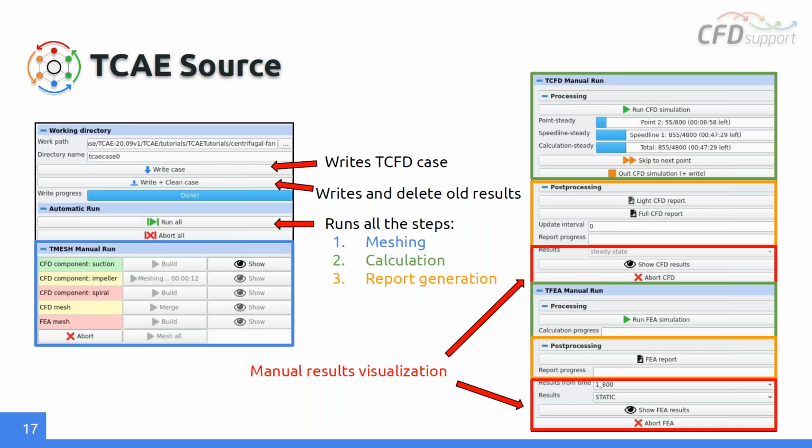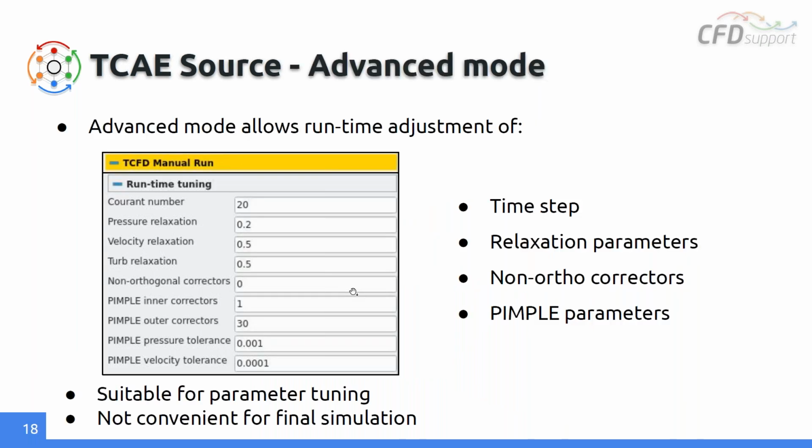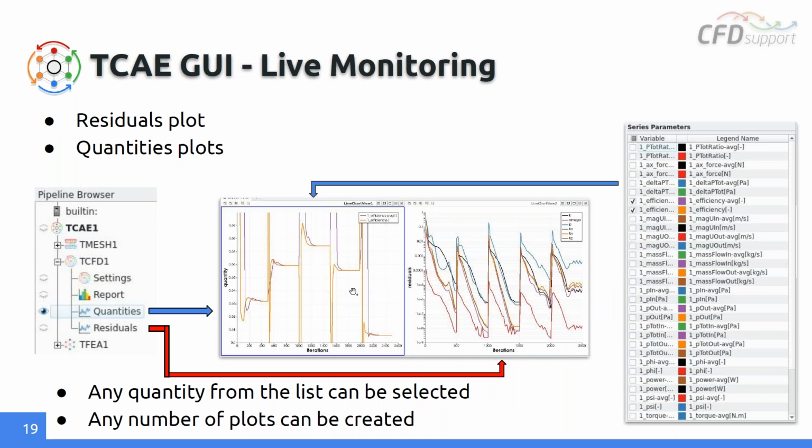Okay, so I will describe this during the live example, let's say, but what this slide says is that the management of the simulation when it is ready is done directly here. As I already showed you, first you need to write the case. You can also delete all the results if you want to recompute something. And then the most important button, run all, which runs the whole simulation. Or you can click step by step during the mesh generation, CFD simulation, FEA simulation, and so on. Yeah, advanced mode I already showed. Live monitoring I will show you. So during the simulation, the TCAE module includes the quantities item, which can be visualized as graphs in the GUI. I will show you during the simulation.